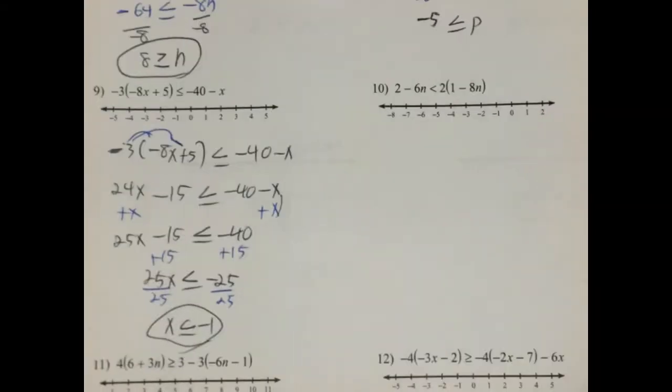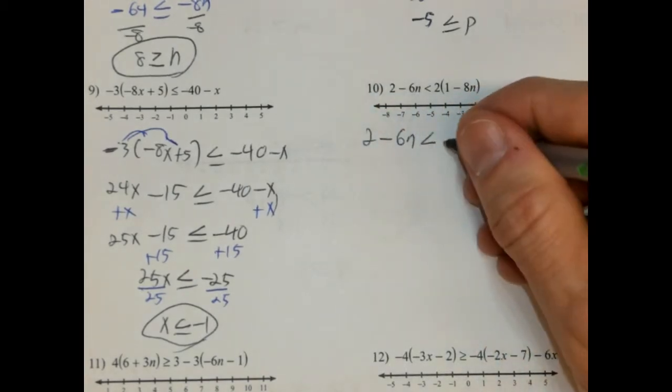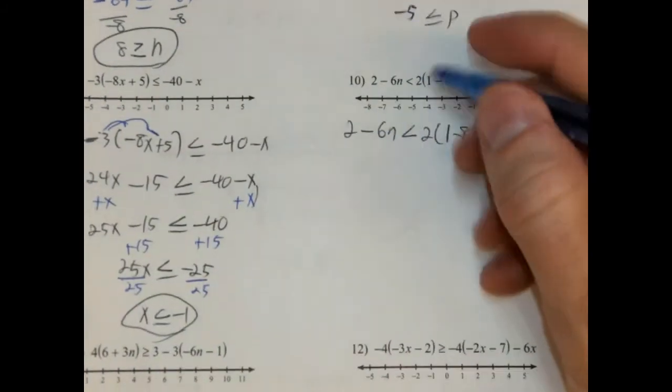Okay. So let's go ahead and rewrite number 10. We have 2 minus 6n is less than or equal to 2 times 1 minus 8n. We're going to distribute that 2.